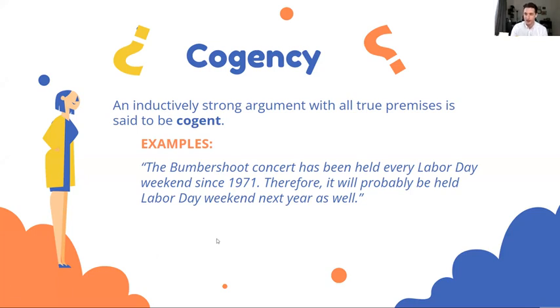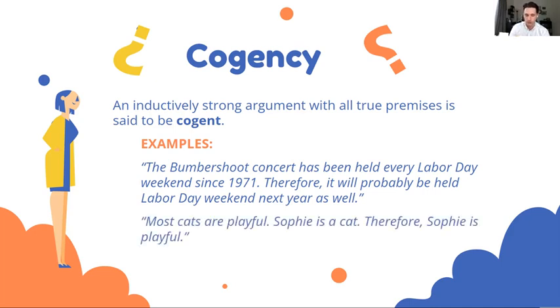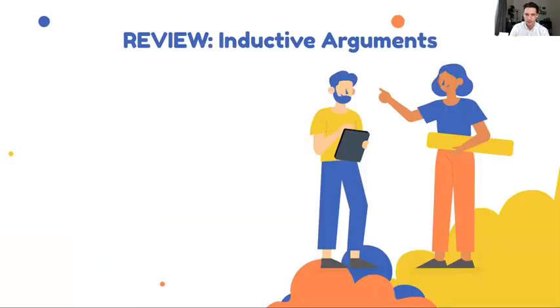Now, this actually isn't sound because of COVID, Bumper Shoot got canceled for the first time in 40 years. So this shows you the problem with induction, that it just takes one case for the whole thing to fall apart. But up until COVID, this was a sound argument, right? Because it's strong and all the premises as well as the conclusion are true. Most cats are playful. Sophie's a cat, therefore Sophie is playful. That would be a cogent argument, I think.